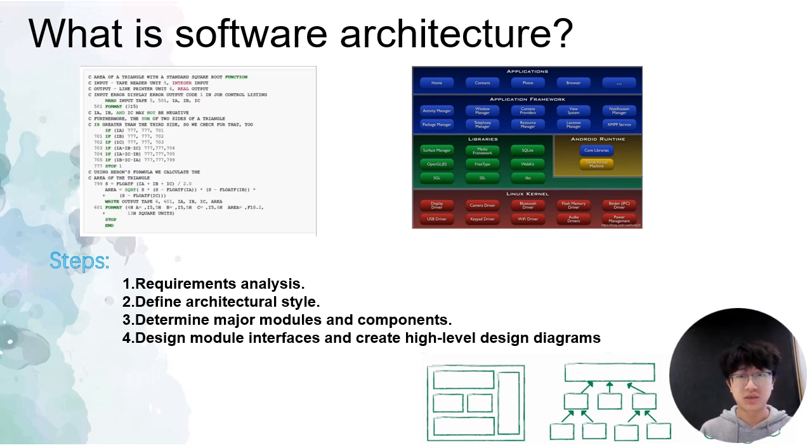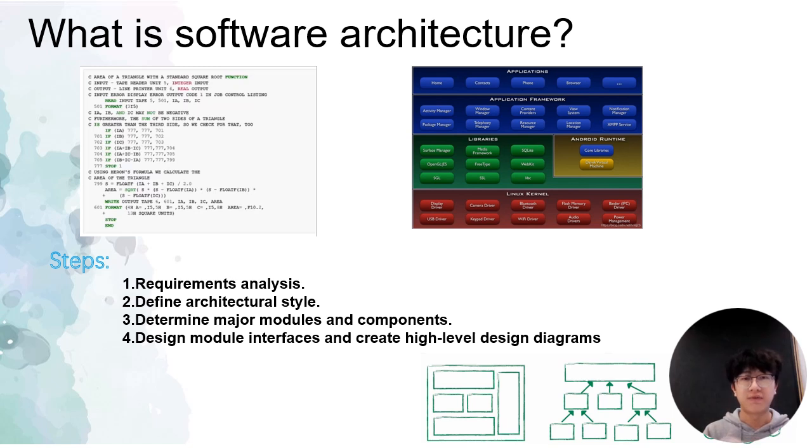The first one is a small program written by people in the early days to calculate the area of a triangle. It is easy for people to write such a program, so there's no need for architecture. But the second picture is Android 4.4, which has more than 100 million lines of code. You can imagine that if there is no software architecture, people will not know where to start writing this system. So therefore, software architecture came into being.